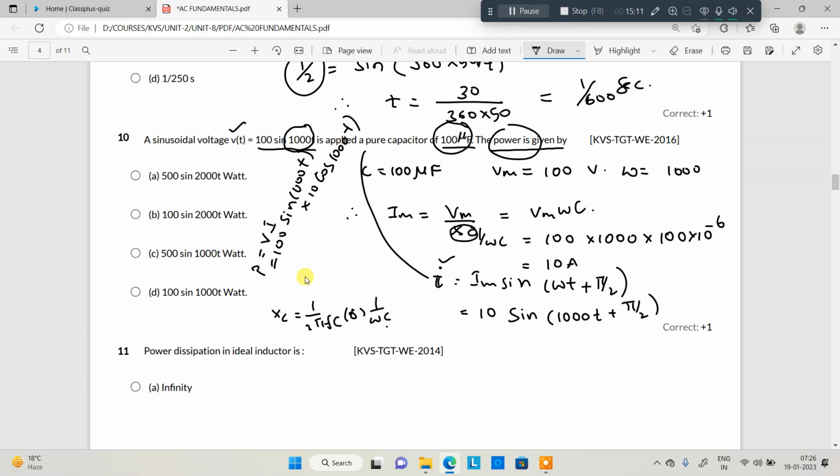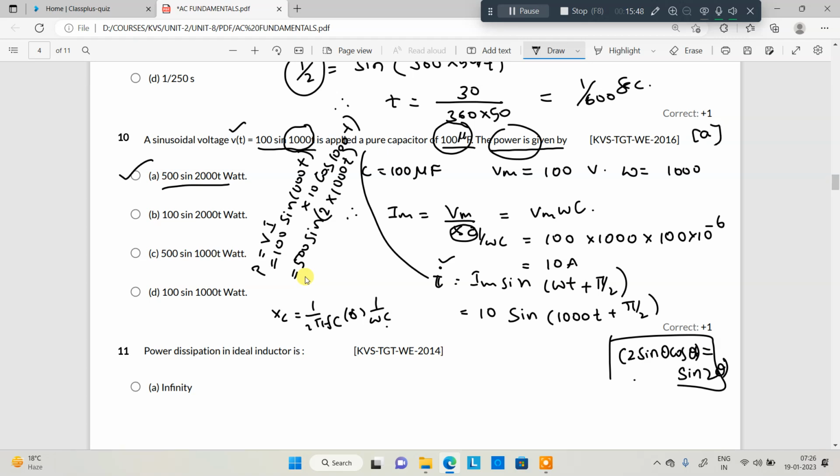So you know the formula: 2 sine theta cos theta is equal to sine 2 theta. You know this formula, right? By using that formula, I am using 1000 by 2 here. So it is 500 sine theta into cos theta, from that sine 2 theta. So sine 2 into theta, theta is 1000 t. So finally it is 500 sin 2000 t. 500 sin 2000 t is the answer. Option A is the correct option.